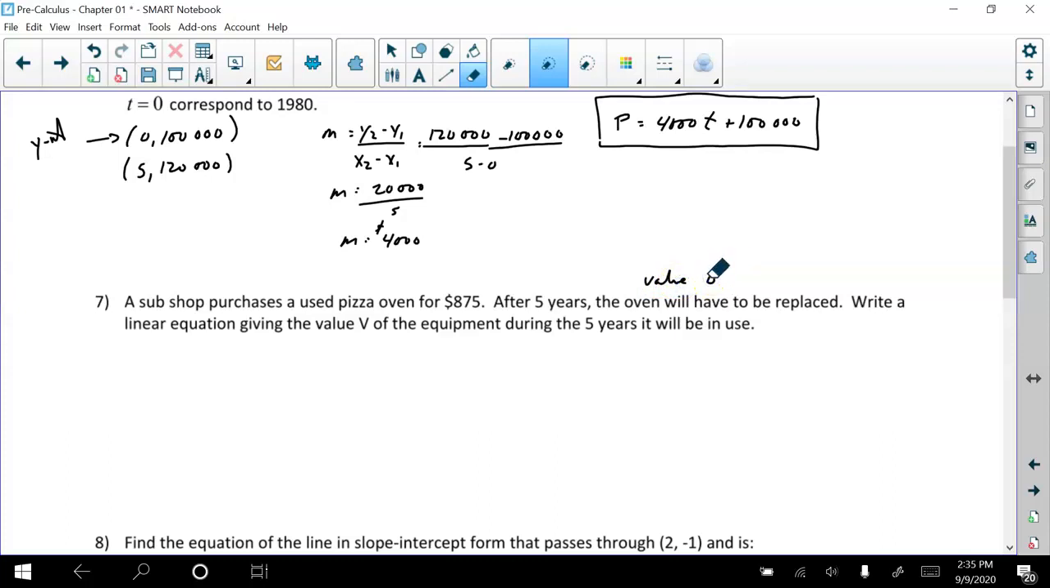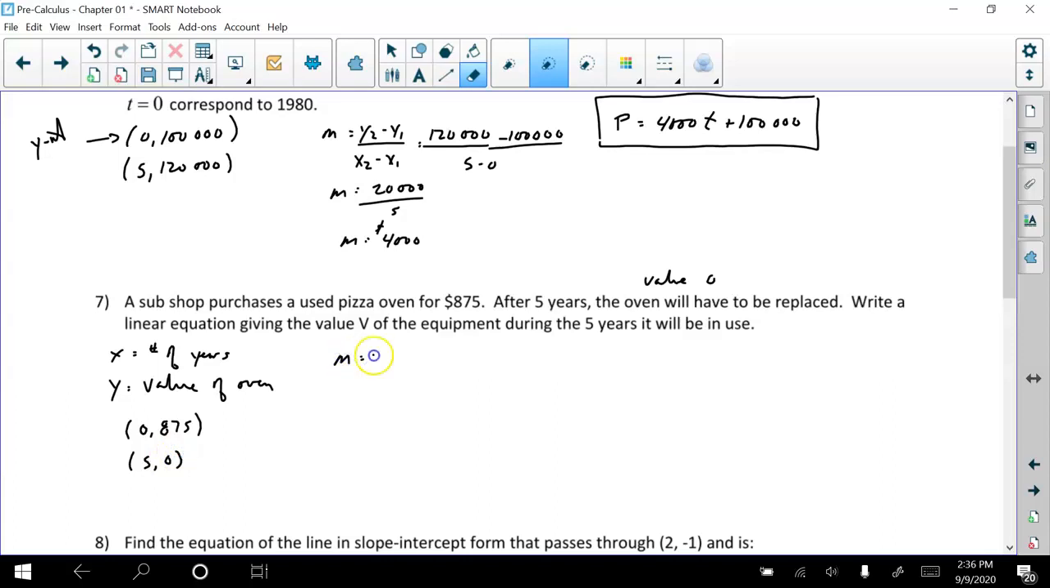So now let's think about X equaling the number of years and Y equaling the value of the oven. So we can write as ordered pairs. In year 0, that oven is what we paid for it, $875. In year 5, that oven has to be replaced. It's not worth anything to us. So it's worth 0. So there's our ordered pairs.